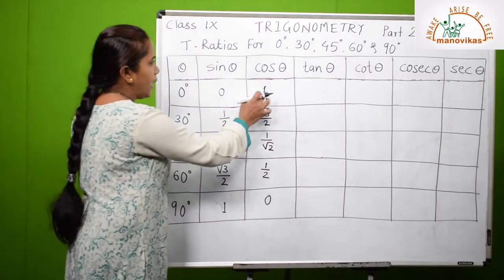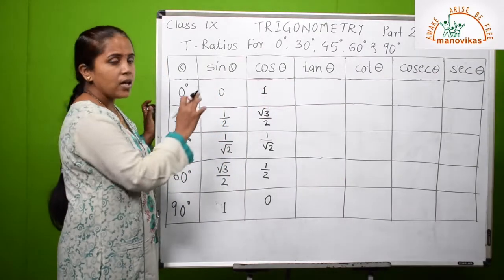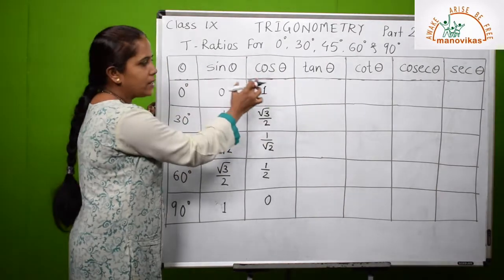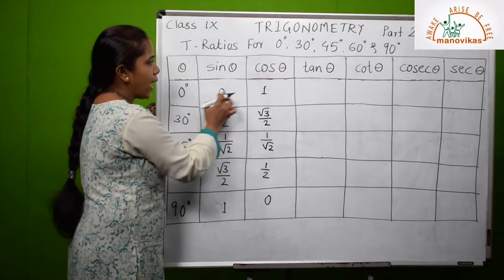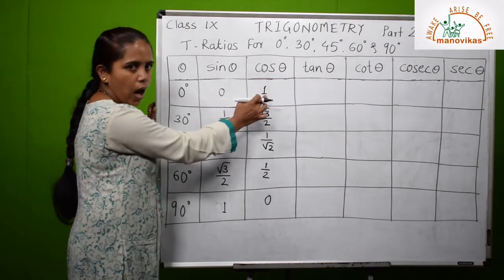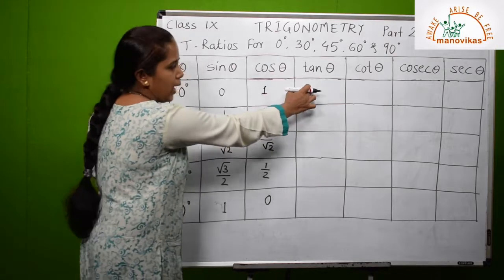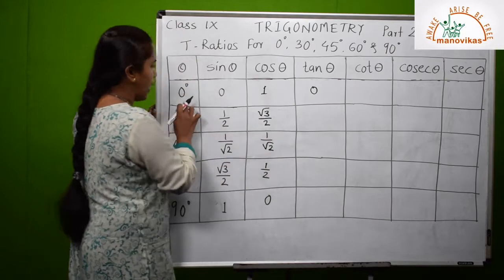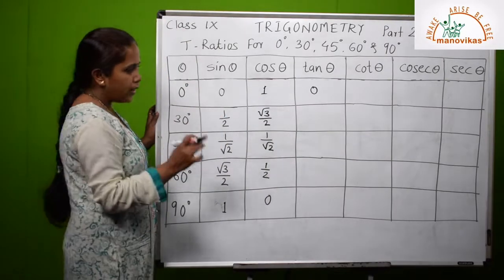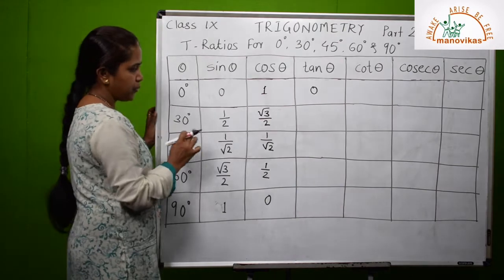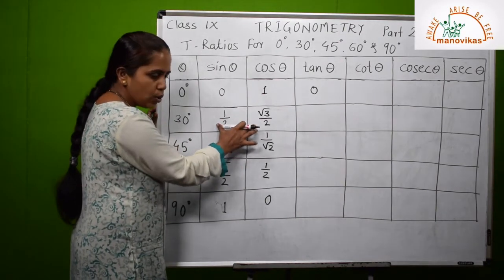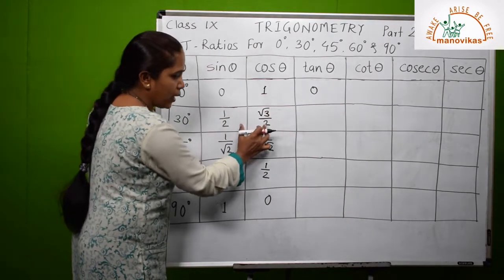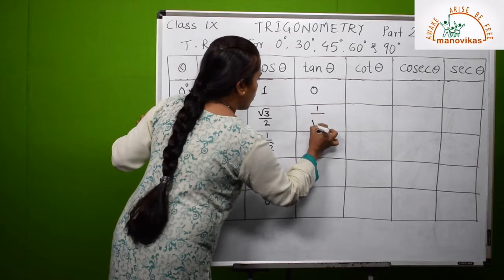Now sine and cos, you know the relation between tan, sine and cos. Tan theta is the ratio of sine and cos. So sine upon cos, that is 0 upon 1, you can write as tan theta. 0 upon 1 is 0. So tan 0 value is 0. Next, tan 30 degree. Again take the ratio of these two, sine 30, cos 30, that is half divided by root 3 by 2, you get 1 upon root 3.